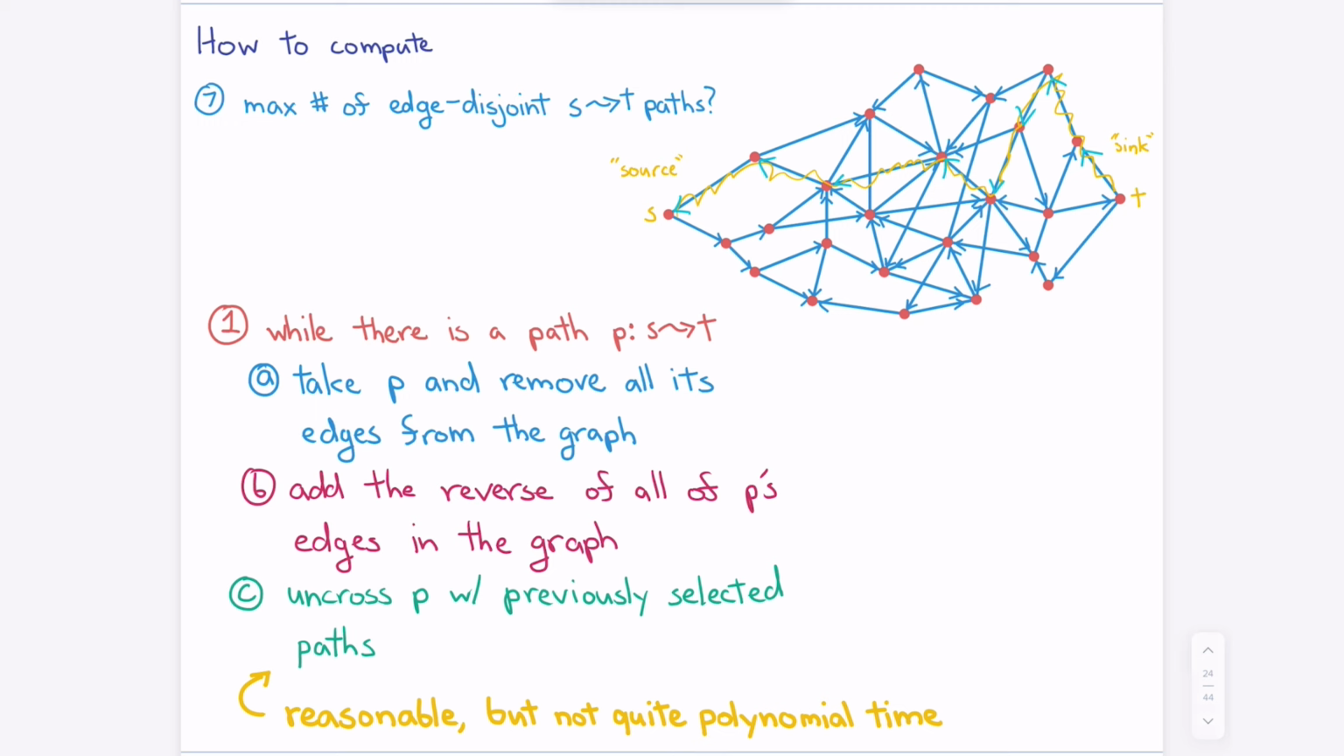So let's look at our algorithm from before. Instead of trying to get the maximum number of edge disjoint paths, now I'm trying to get the maximum ST flow. All right, anyone want to suggest an algorithm for this? Or how to adjust our previous algorithm?